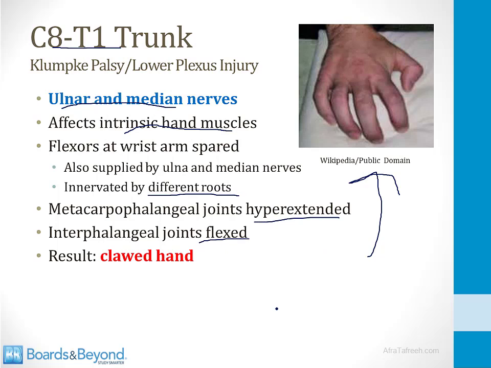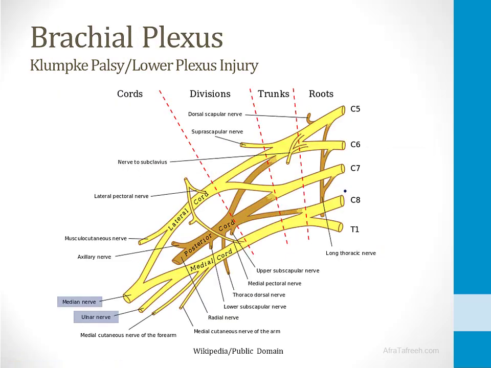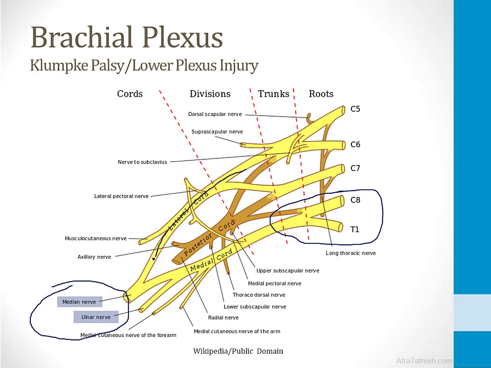And in the video on the hand, I talk about why the hand assumes this position in nerve injuries in more detail. And I just want to show you here that the lower trunk, which is C8 and T1, supplies the median and ulnar nerves, and that's why they are the major nerves that are impacted. However, these nerves also derive some innervation from other roots, like through the lateral cord, and that's why you can see some muscles retain their innervation even when the lower plexus is injured.